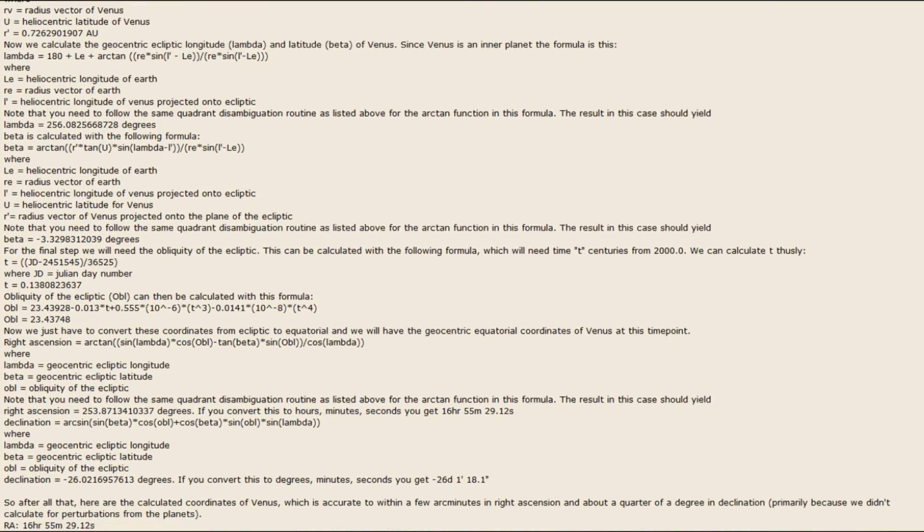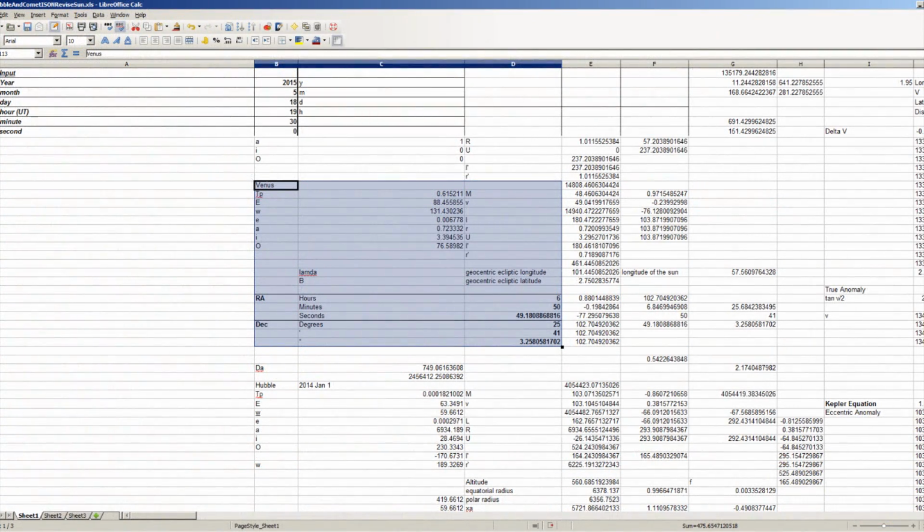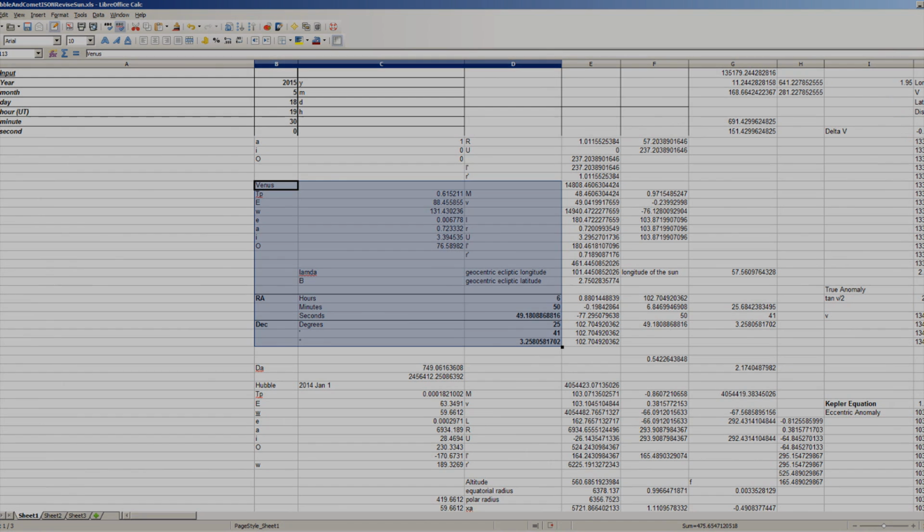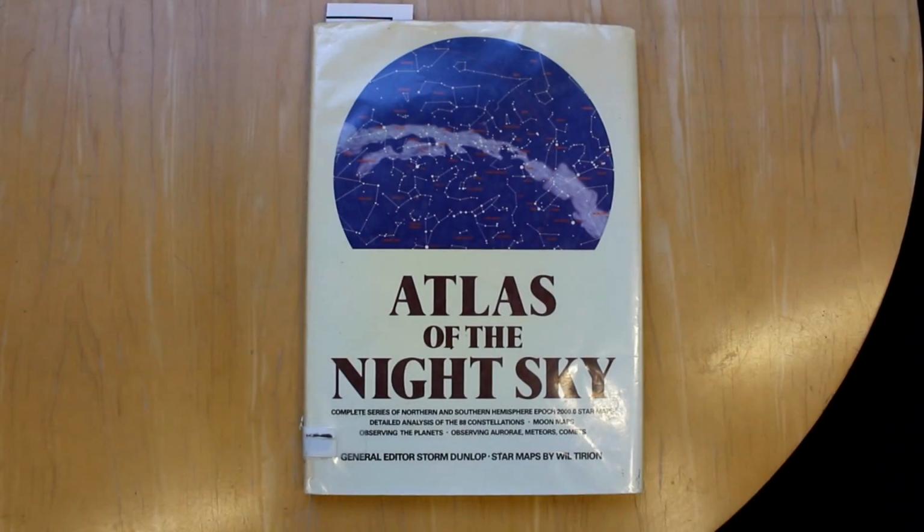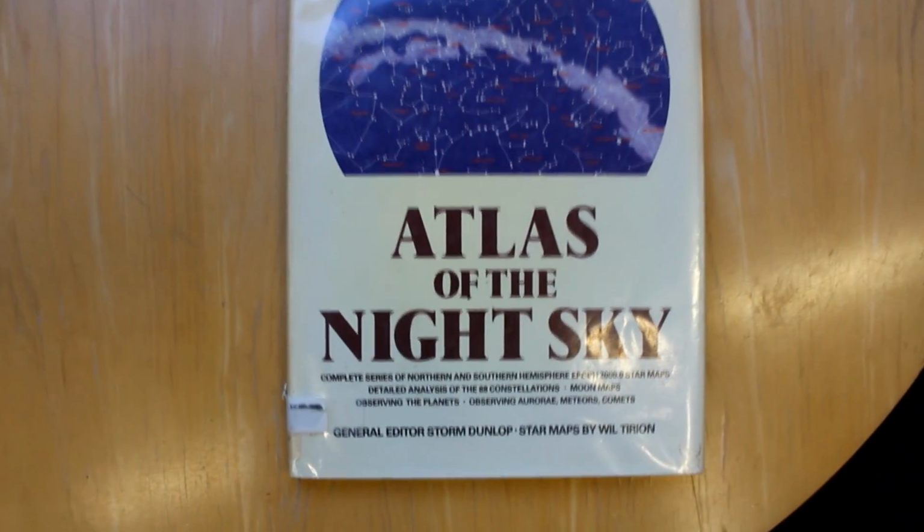So if you do the calculations for May 18th at 1930 Universal Time, here are the coordinates that you get from those calculations. These are geocentric coordinates, so we're not calculating for topocentric parallax, and we're not calculating for planetary perturbations. Nevertheless, despite the approximate nature of these calculations, they're good enough for naked eye observations, and they're also certainly good enough to locate where Venus should be on, say, an old printed star atlas.